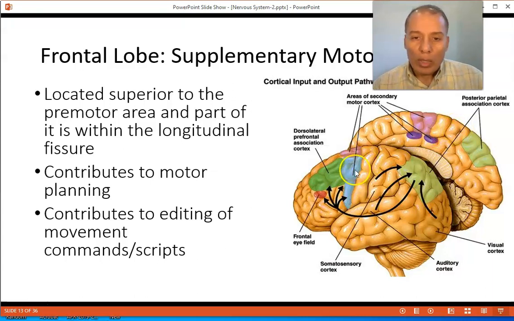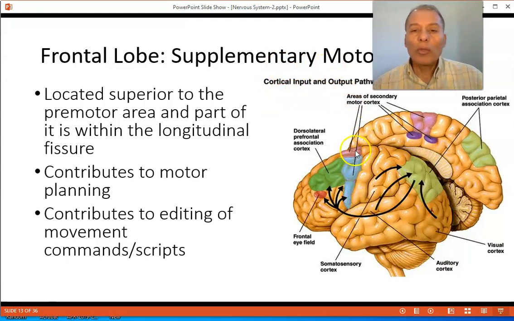So the supplementary motor cortex, or the supplementary motor area, in some cases is considered part of the premotor cortex. In some cases it is considered an individual area, but it doesn't matter to us. Know it as the supplementary motor area.